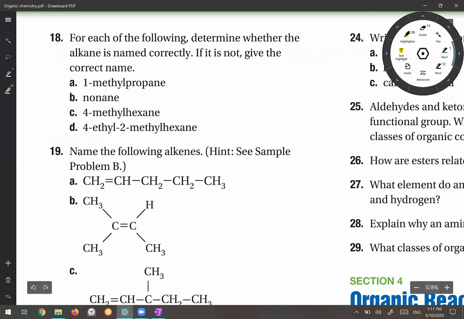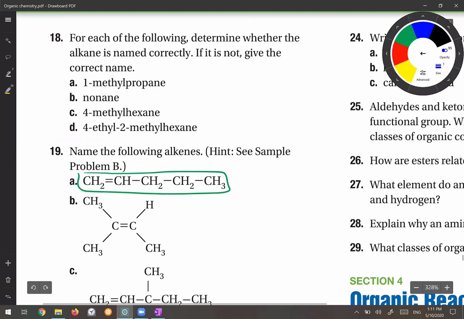Okay, so the first one, part A, you have the double bond without any branch. So this one is alkene. You have to number it from the left side because the double bond is on the left side of the molecule. And if you number it from the left side, the double bond receives a smaller number. You have 5 carbon, so it is pentene. And the position of the double bond is on the first carbon, so it's 1 pentene.